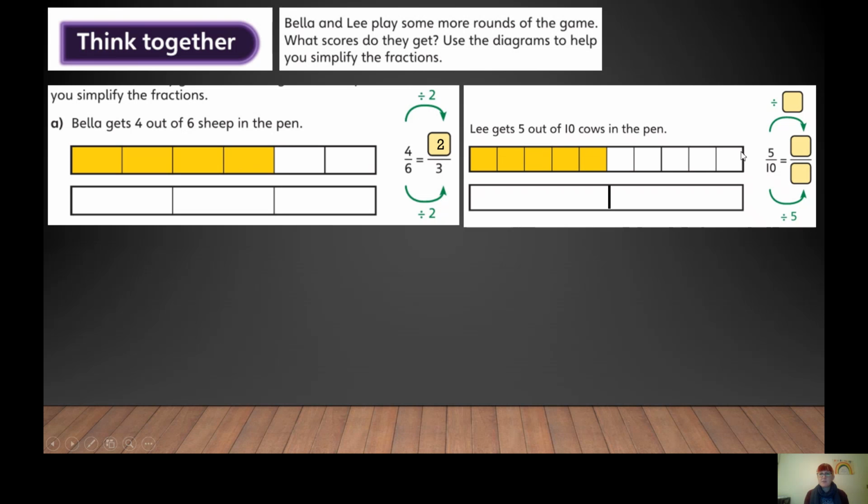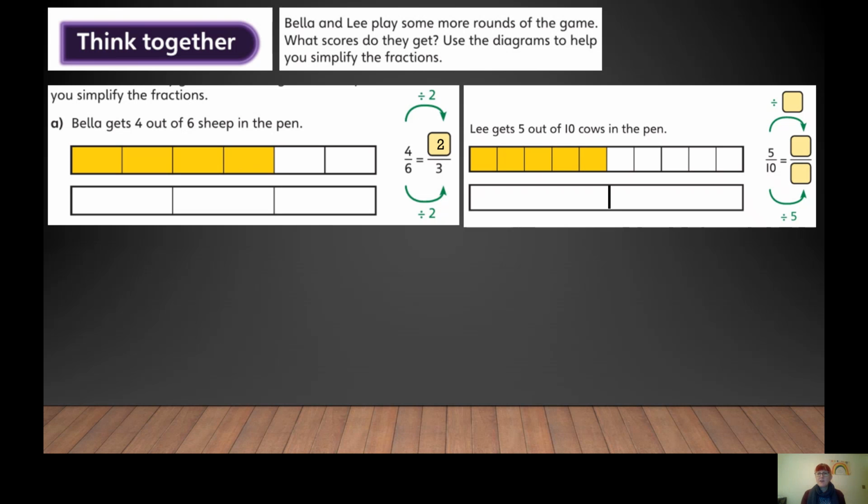This time, Lee gets 5 out of 10 cows into a pen. 5 out of a possible 10. So the 5, the numerator is represented here. The denominator is represented by the whole diagram. So you've got to think about what's the common factor. Pause the video if you need to.